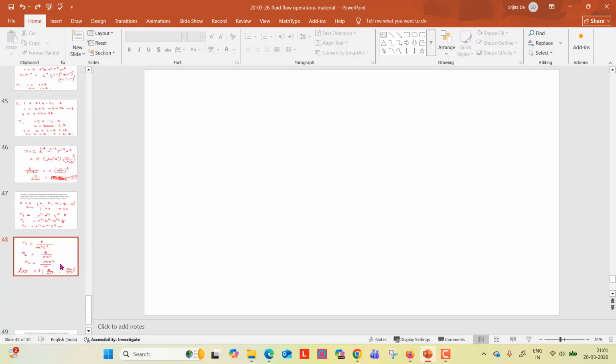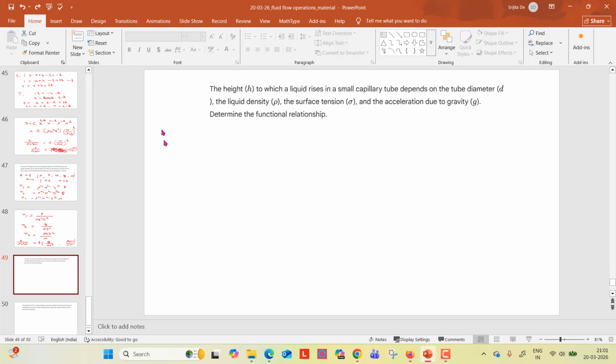The height to which a liquid rises in a small capillary tube depends on the tube diameter, the liquid density, the surface tension, and the acceleration due to gravity. So h is a function of tube diameter d, liquid density rho, surface tension, and acceleration due to gravity g. So here n equals 5, j equals 3, so the number of dimensionless groups will be 2.